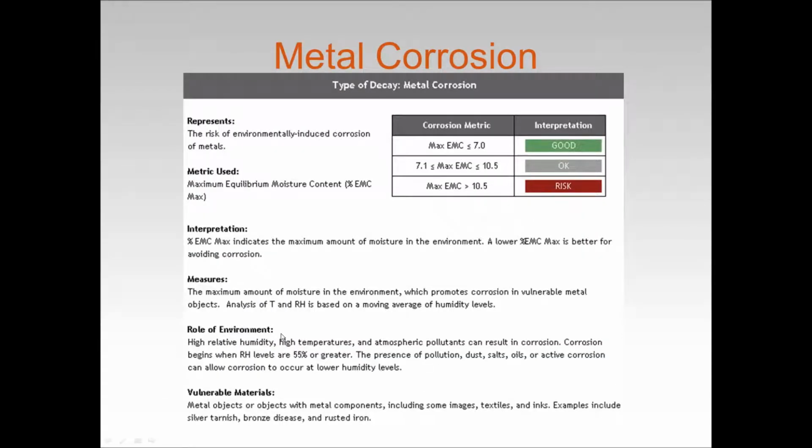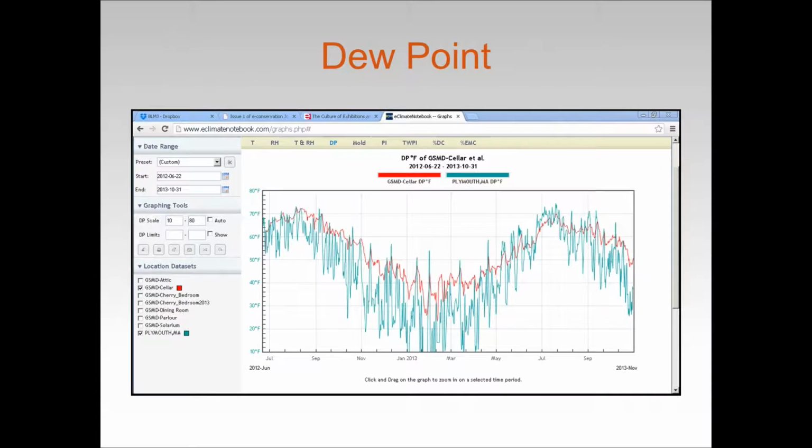Just like it points out here, the role of environment matters: atmospheric pollutants, dust and other things will help attract moisture to your collections, so keeping them clean in addition to keeping them in a low RH environment is something that you can do. Reducing salts and oils, all of those will contribute to improving the conditions for metal collections and storage.